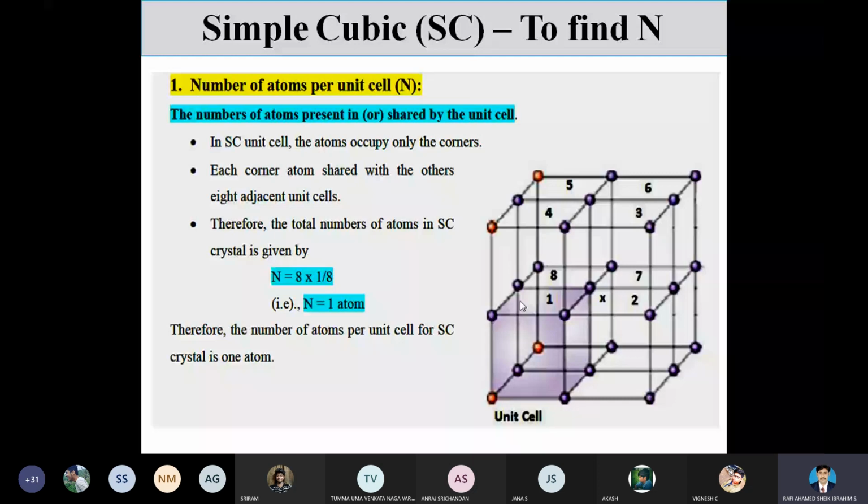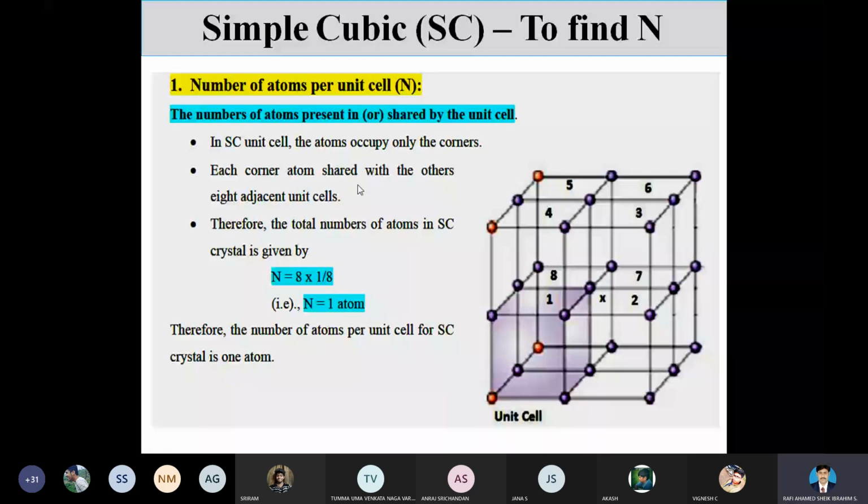So the first parameter to study the simple cubic structure is the number of atoms per unit cell. We know the definition: the number of atoms present in or shared by the unit cell. In a simple cubic unit cell, the atoms occupy only the corners. So we have a total of 8 corner atoms, and each corner atom is shared with 8 adjacent unit cells.